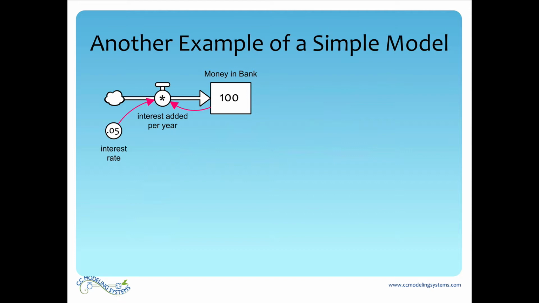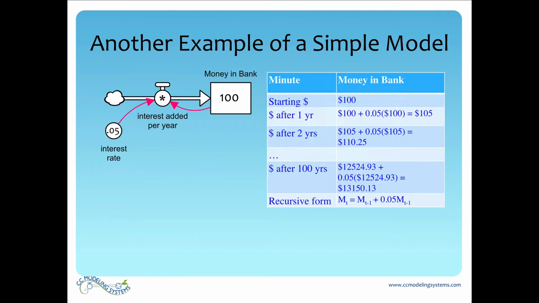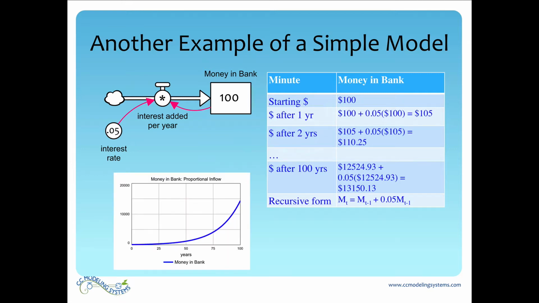Assume the account starts with $100 and grows at 5% compounded annually. After 1 year, the bank will add 100 times 0.05 or $5 to the account, and the account will contain $105. After the second year, the bank will add 105 times 0.05 or $5.25 to the account, and the account will contain $110.25. The money in the bank account will grow at an exponential rate.